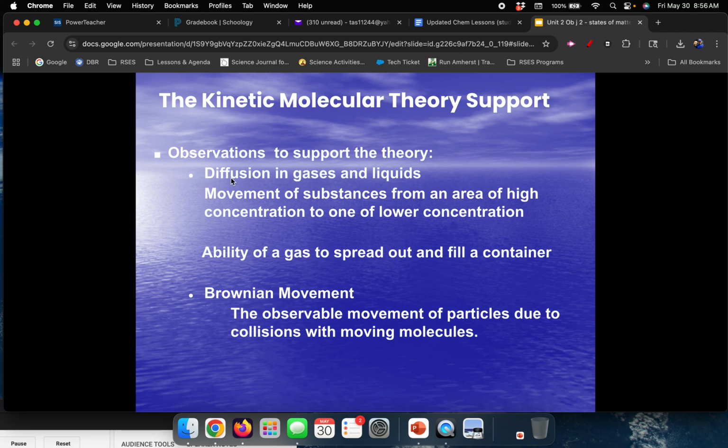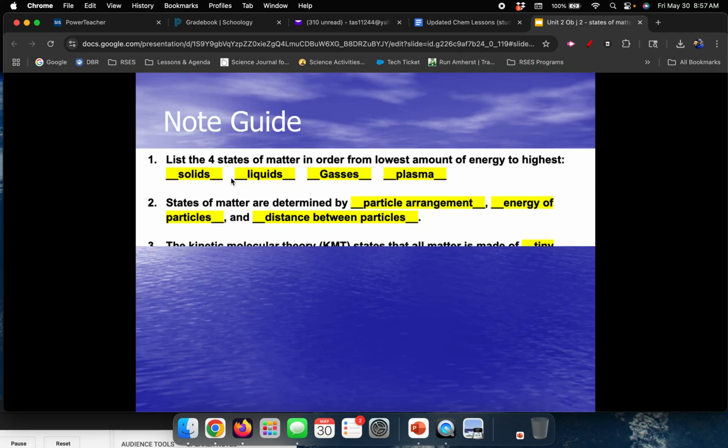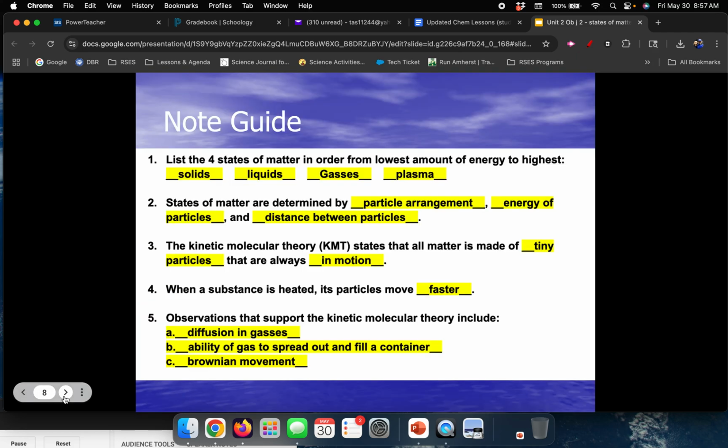Brownian movement, we did an example of that in class if you had me for physical science. It's just the random movement of particles. So if you drop a few drops of food coloring into water, it just randomly moves and bounces off each other and eventually fills up that cup. And we did that in physical science. Go ahead, pause here while you add this to your notes.